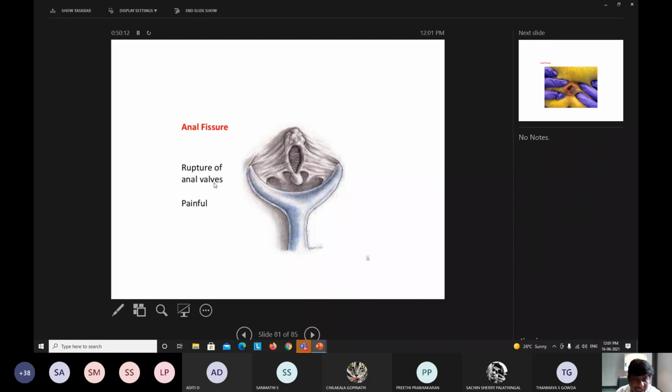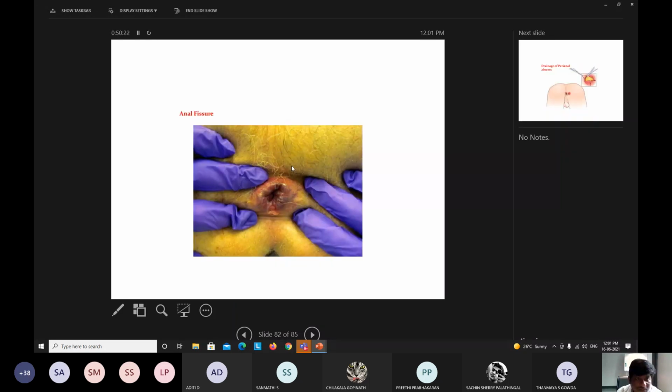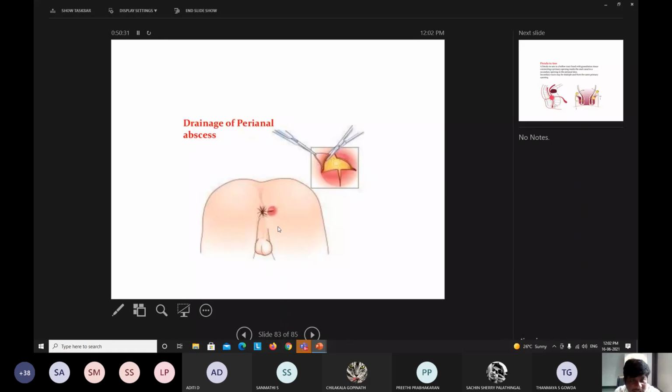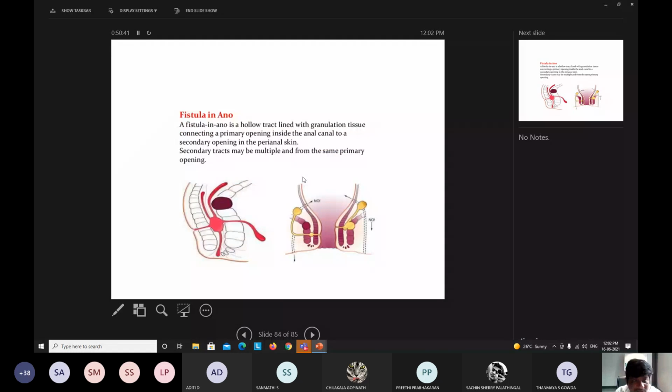Anal fissure: rupture of the anal walls. They are very painful. Here this is an anal fissure, an opening in the anal wall. Drainage of the perianal abscess: the abscess is drained parallel to the anal wall.